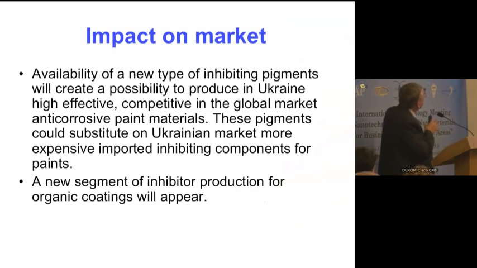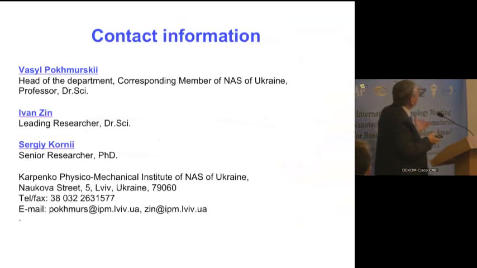Now, the market impact, as I said: availability of a new type of inhibiting pigments will enable us to produce effective and competitive anti-corrosive and paint materials for the global market. And these pigments can substitute more expensive analogues, and open a new segment of inhibiting pigments for organic coatings, because, as I said, the existing pigments are largely quite toxic.